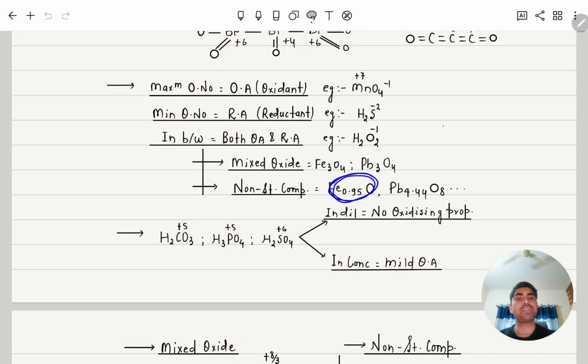So here, the oxidation number of iron, when you calculate it, is coming in between +2 and +3, which means it will behave as both an oxidizing and a reducing agent.